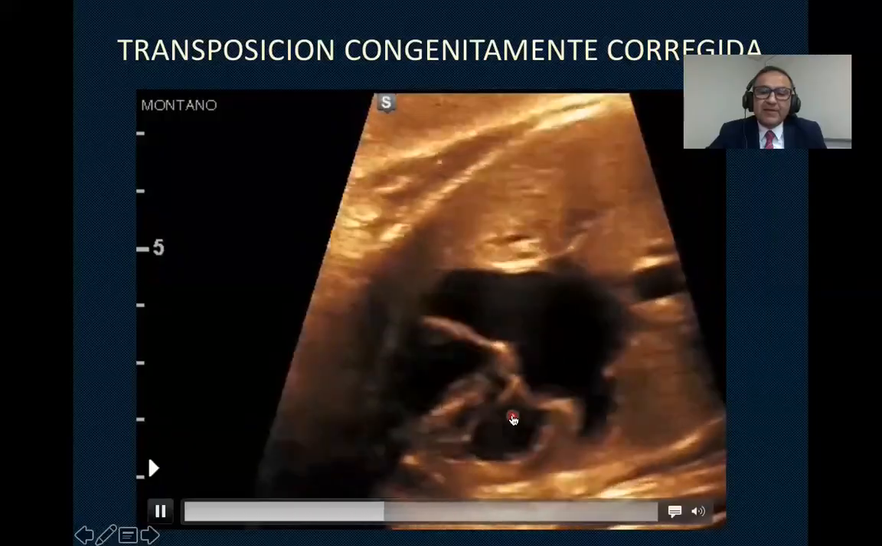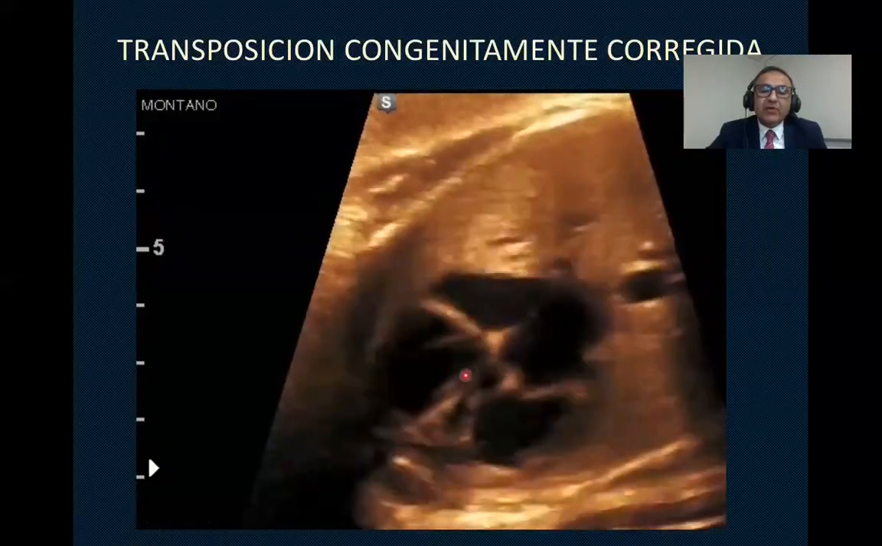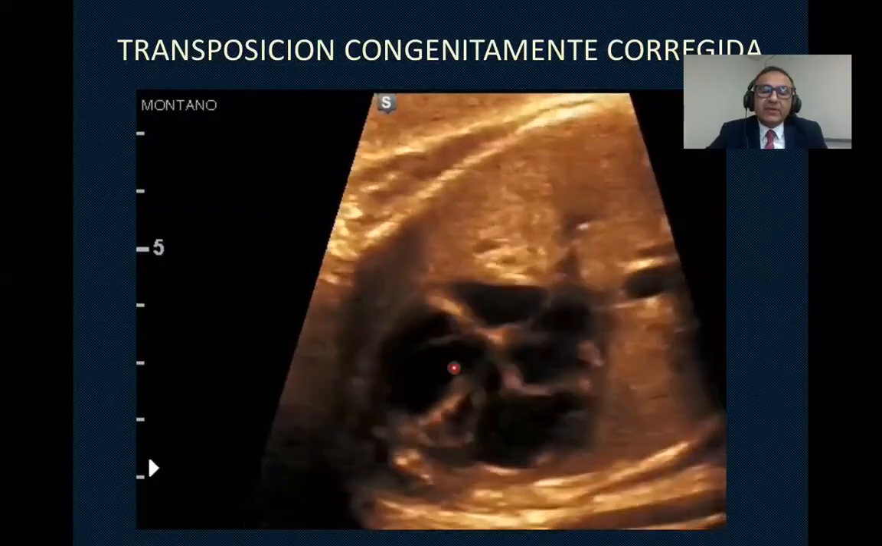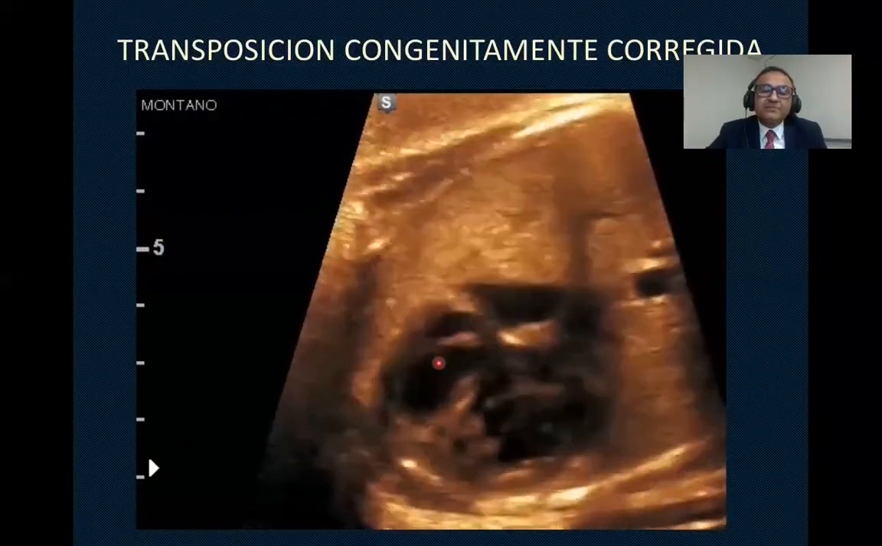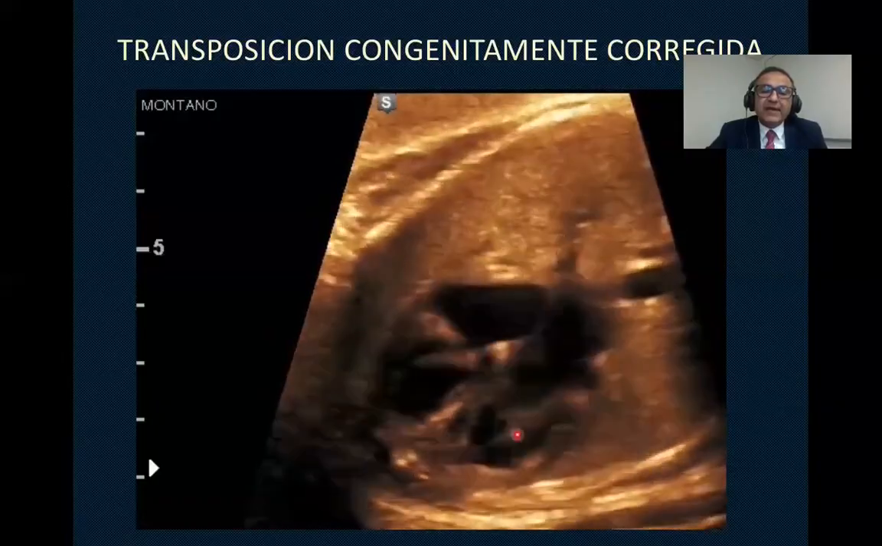Therefore, this heart condition is also called ventricular inversion because the ventricles are reversed. The anterior ventricle is the left ventricle and the posterior ventricle is the right ventricle. It is L-transposition.